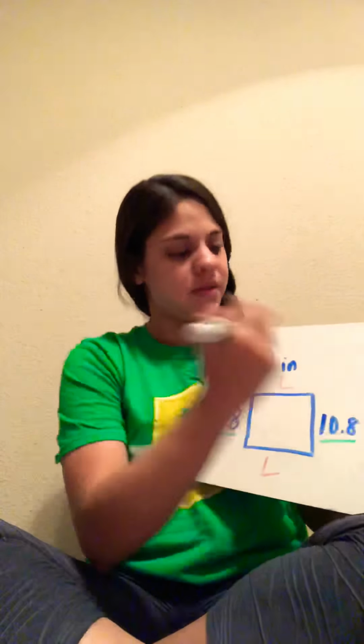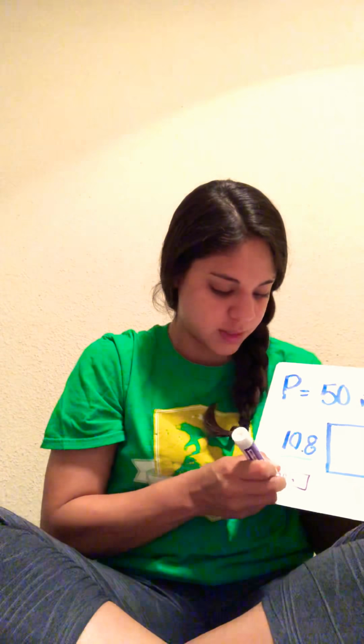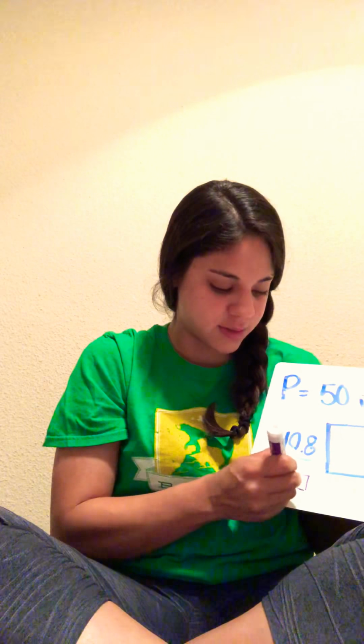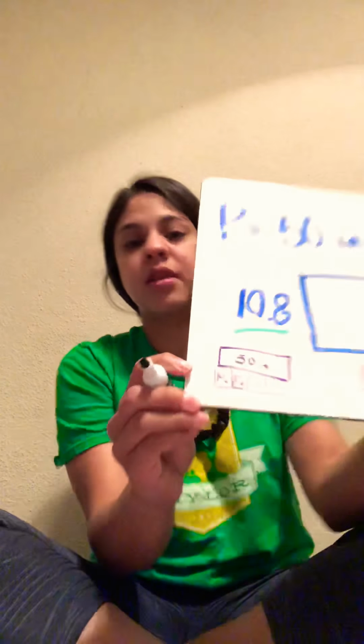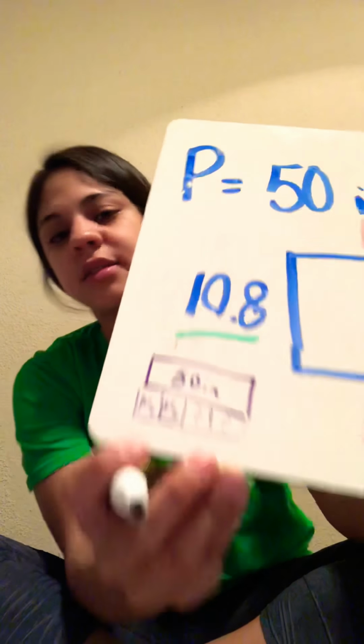So I know that my total is 50 inches, right? And I know that one side is 10 and 6/10. And I'm still missing 2 pieces. Now you know that when I have missing pieces in a bar model, I usually have to subtract, okay?